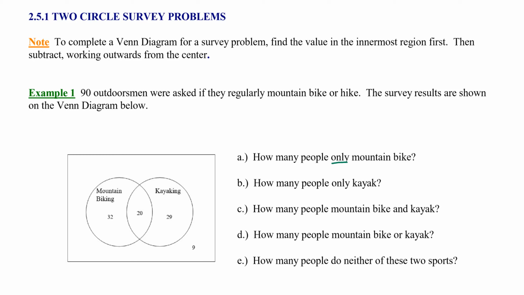Part A says, how many people only mountain bike? So we're considering the people within the mountain biking circle, but we're looking for those people who only mountain bike but do not kayak. So we're looking for the people that are in the mountain biking circle but outside the kayaking circle. According to the Venn diagram, this is 32 people. The next one is very similar. How many people only kayak? So we're looking for the people in the kayaking circle that are outside the mountain biking circle. And in this case, that would be 29.